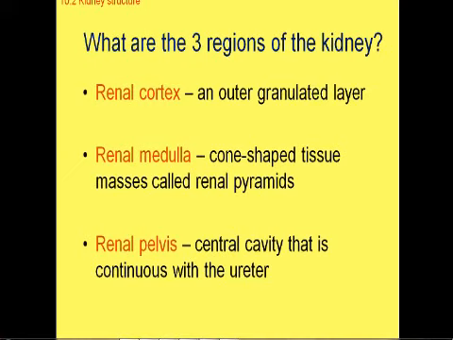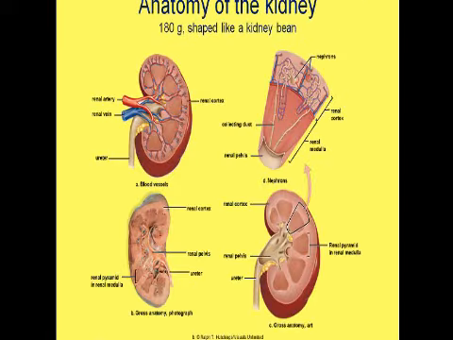Then the renal medulla is what's in the middle, and it has these little triangle-shaped pieces called the renal pyramids. And then we also have the renal pelvis. The renal pelvis is where the urine is going to flow down into. They're calling it a central cavity that's continuous with the ureter. Okay, so here's some pictures so you can see what it is.